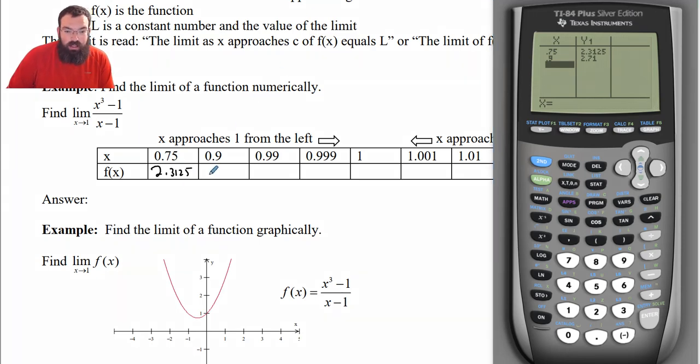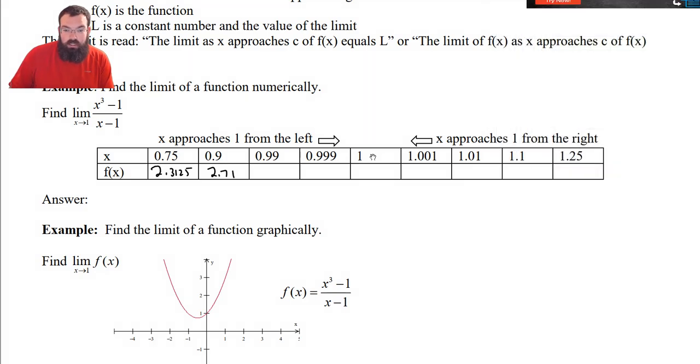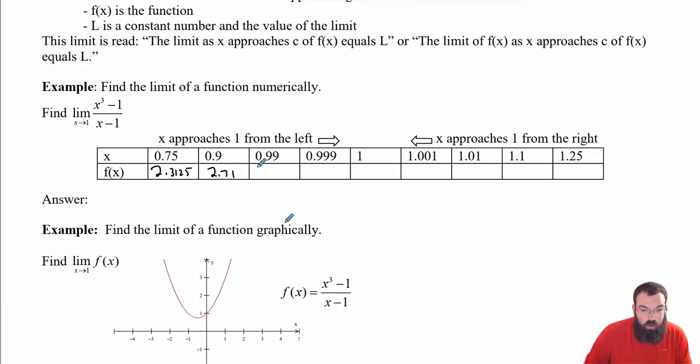You can do that to 2.71. I'm going to stop it there. I'm not going to do the rest. You can do the rest if you want to. So I'm going to get out of my calculator here and get going. So 0.99, I get 2.4701.